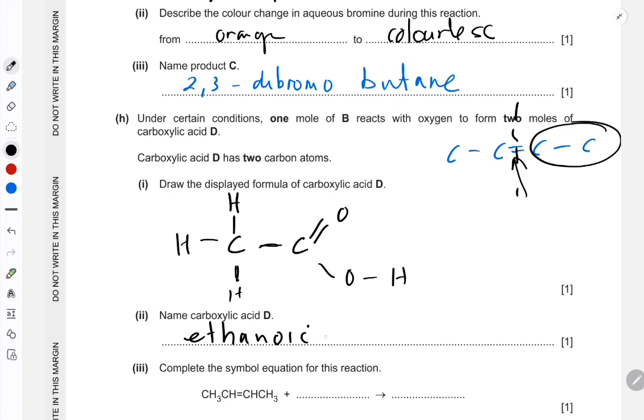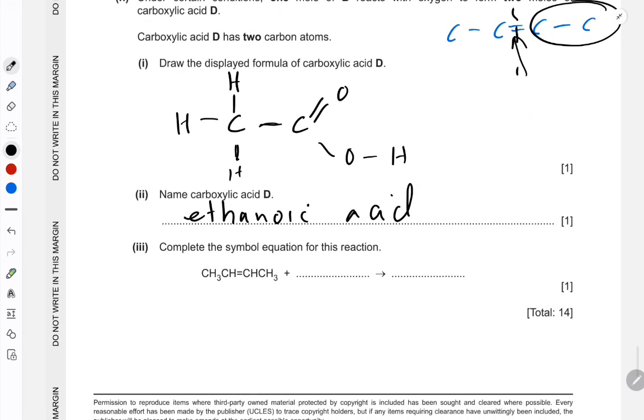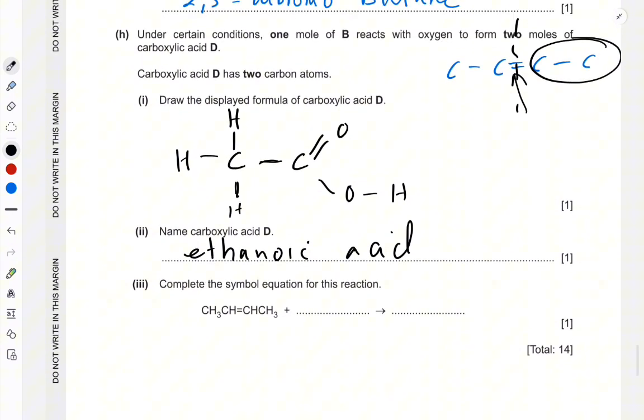Name the carboxylic acid. Ethanoic acid. Complete the symbol equation for this reaction. So here what you do is you first count how many carbons was there here. So if you look at the total amount of carbon, C4H8. Now ethanoic acid is CH3COOH. So what do I have?